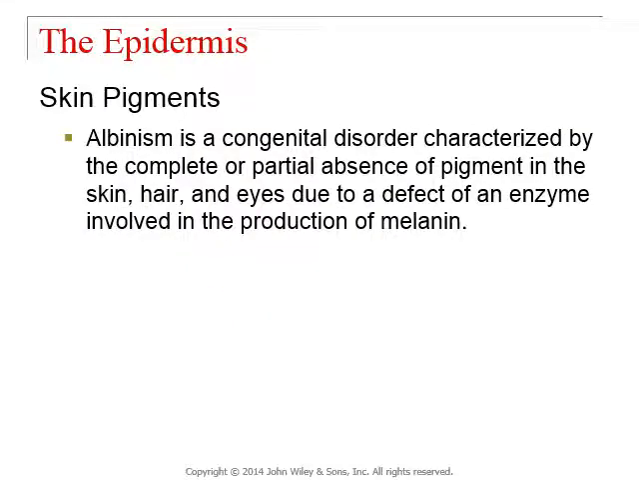So albinism is going to be a congenital disorder characterized by either complete or partial absence of the pigment in the skin, hair, and eyes due to a defect of an enzyme involved in production of melanin, or it could be complete destruction or not any kind of production whatsoever of melanocytes.